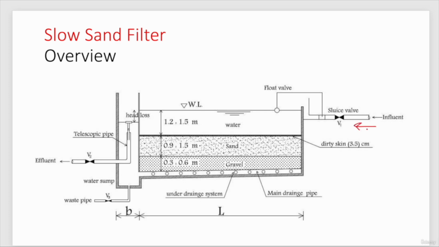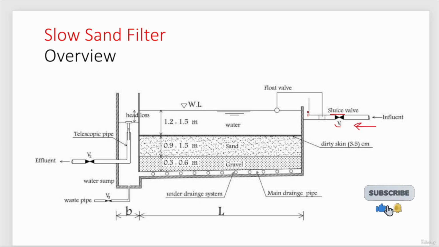The water will enter through a pipe, and this pipe is equipped with a sluice valve. We also have many valves in a slow sand filtration that are going to control the operation of this filter.